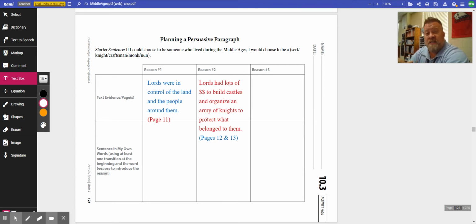Now, what I want to do is take that evidence that I have and I want to put it in my own words. I don't know if you can see my cursor here. This is the part where we're going to put it in our own words. It says sentence in my own words using at least one transition at the beginning of the word and the word because to introduce the reason. So I'm going to show you how I wrote mine a little bit different instead of using this sentence. If I could choose to be someone who lived in the Middle Ages, I would choose to be a blah. That would be your opinion.